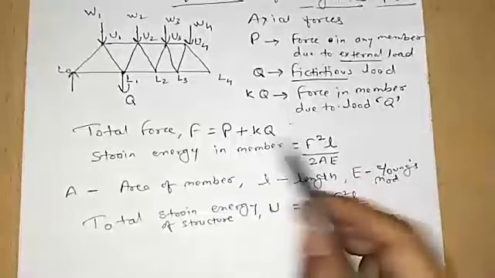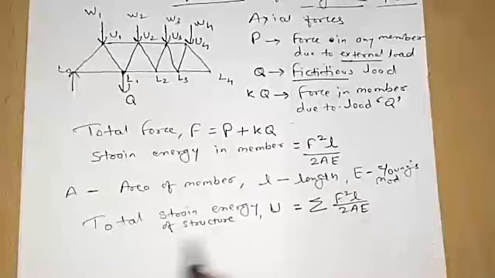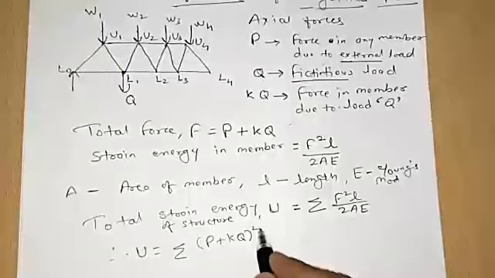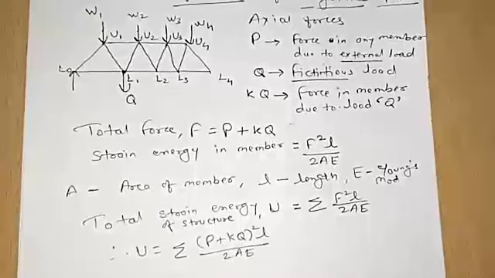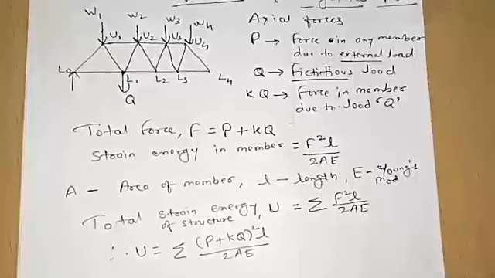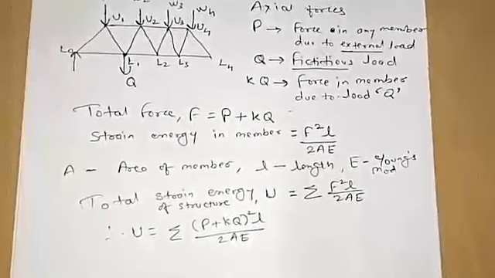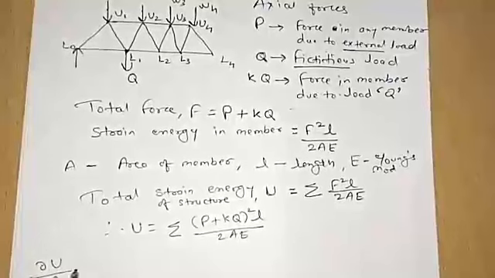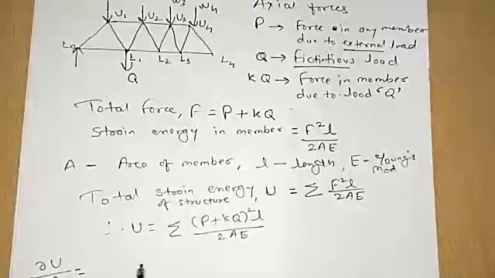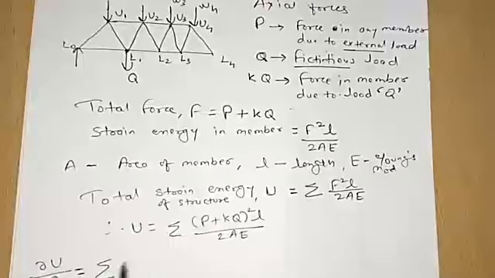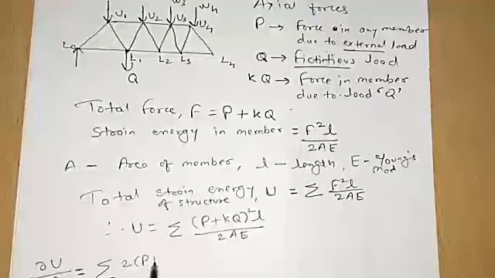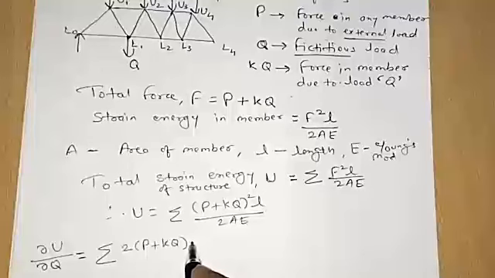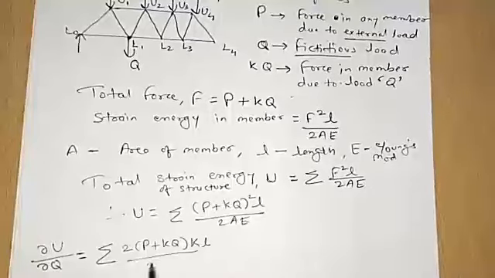So F, we know F is equal to P plus KQ. Therefore, we can say this U would be equal to summation of (P plus KQ) whole square divided by twice AE. Now, if you want to calculate the deflection, let us say we calculate delta U by delta Q. If we take the partial derivative, this is equal to 2 into (P plus KQ) multiplied by KL divided by 2AE.